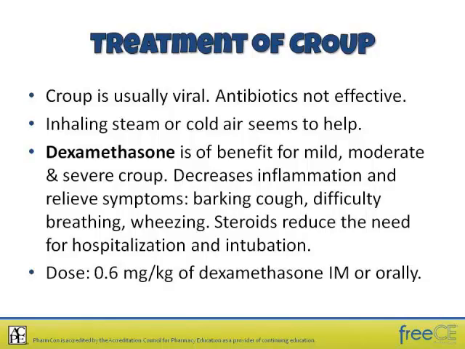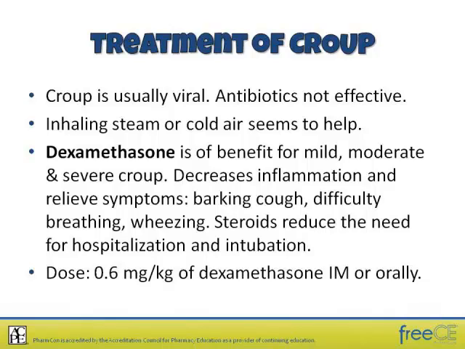You get lots of questions, so dexamethasone is a very potent anti-inflammatory, and it's for the benefit of mild, moderate, and severe croup. It decreases that inflammation and it relieves the symptoms. It stops that barking cough, that stridor as we call it, the difficulty in breathing or wheezing. The anti-inflammatories reduce the need for hospitalization and intubation. And when we think about it, those virulent germs are in the hospital. We should be avoiding them anyhow.